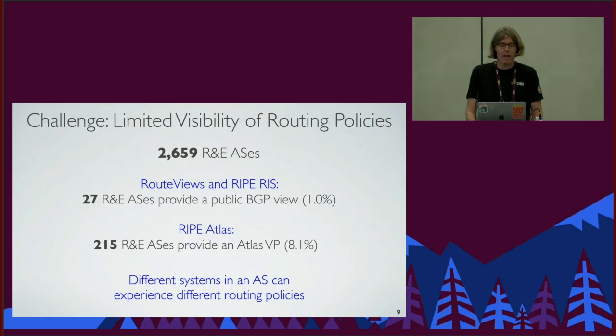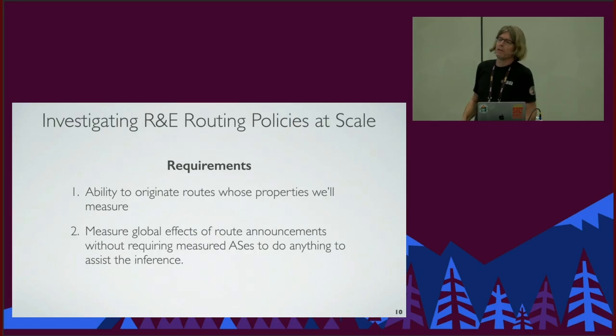Atlas gets you about 8%, but then different systems in different parts of an autonomous system can experience different routing policies. So if we want to investigate R&E routing policies at scale, which we do, then we're going to need to do something different. We need to be able to originate routes whose properties we measure, and then measure the global effects of those route announcements without requiring any of the other ASes in the internet to do anything special to assist the inference.